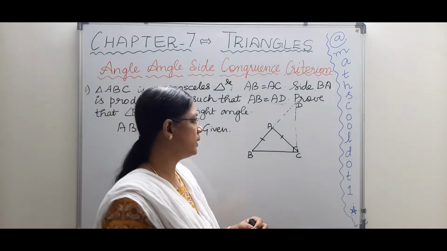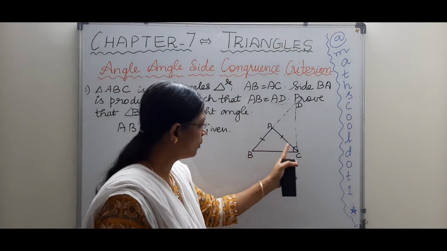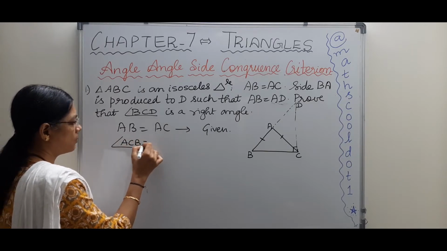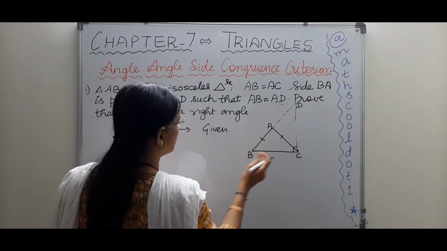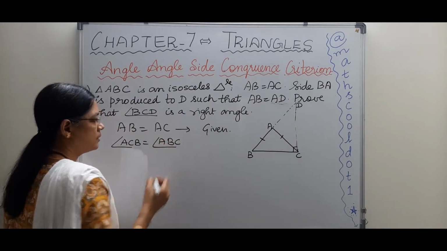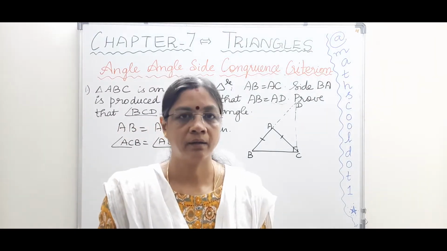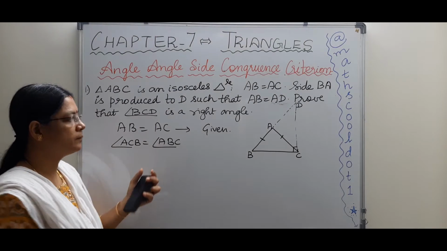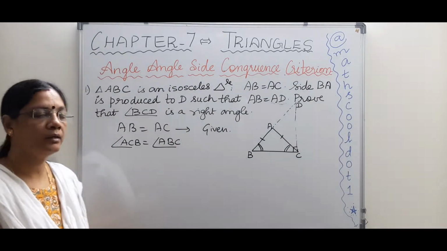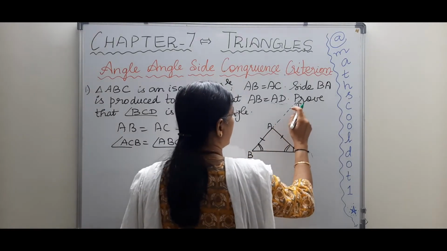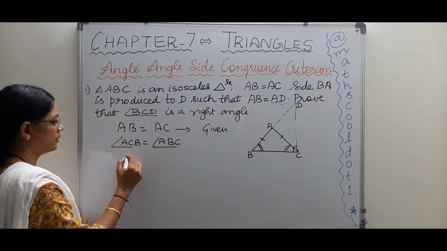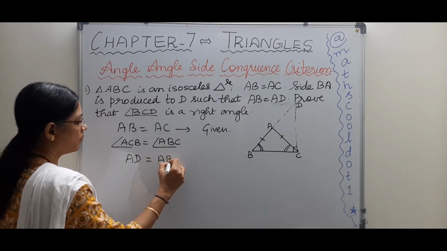From this we know that the angle opposite to AB, angle ACB, is equal to the angle opposite to AC, angle ABC. So equal sides have angles opposite to them to be equal. See, this angle is equal to this angle. Now we have produced BA to D such that AD is equal to AB. That is given.